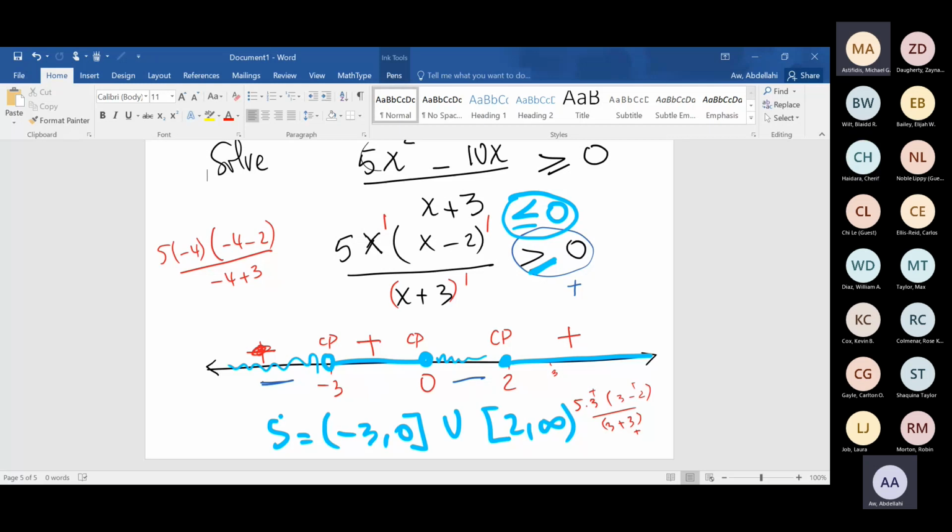Exactly what we did here. You see, we did not include negative 3. It doesn't matter if it is less than or equal to or greater than or equal to. The only way to say negative 3 is not part of the solution is to put a parenthesis around negative 3. That is it. If you do something more, that can make it wrong. It is right. All right.